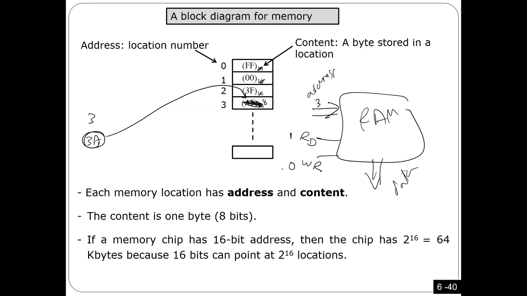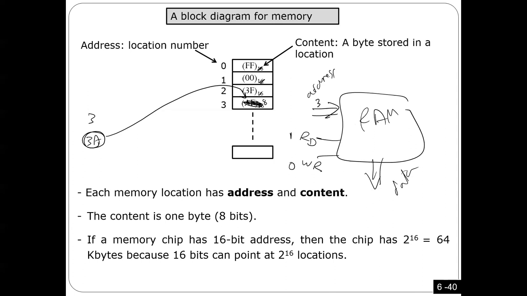So once I put the address of the location I want to read, and I put one in this control pin, the hardware of the RAM is going to read the content of location number three and output it here to the data. And then you can read it. So this is what we call a reading operation. To read from RAM, number one, you put which address you need to read. Number two, you put one here in the read. After some delay, for sure, the data stored in this location is going to come out here. You can just read it.